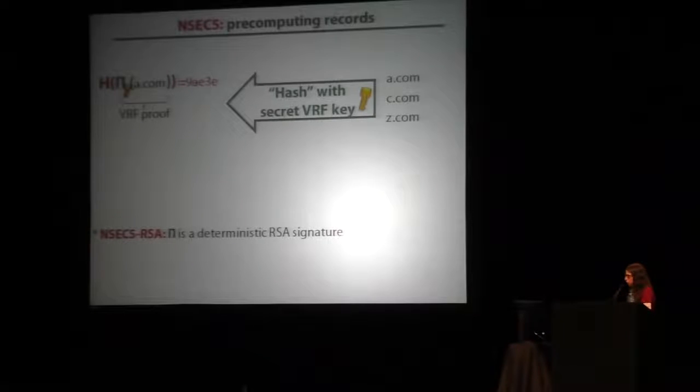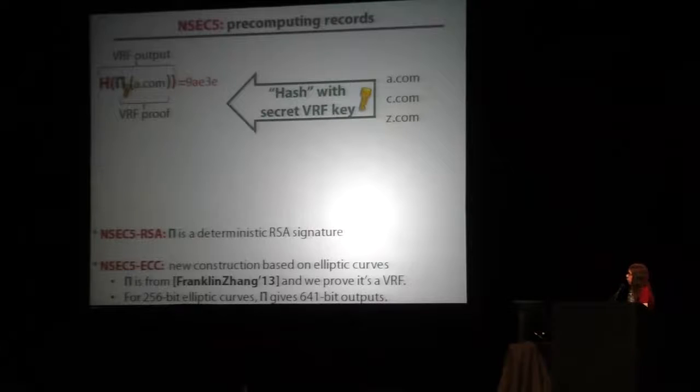The new version of NSEC5 that we're going to talk about now, I'm not going to show you the crypto behind it, but it comes from a paper by Franklin and Zhang. The construction appeared in there. It wasn't supposed to be a VRF, it was being used for something else, so we proved it's a VRF. This construction turns out to be much more performant than the RSA construction. I'll show you the performance results in later slides. In that construction, this pi uses elliptic curves. I'm not going to tell you more about it than that. So that's our VRF.